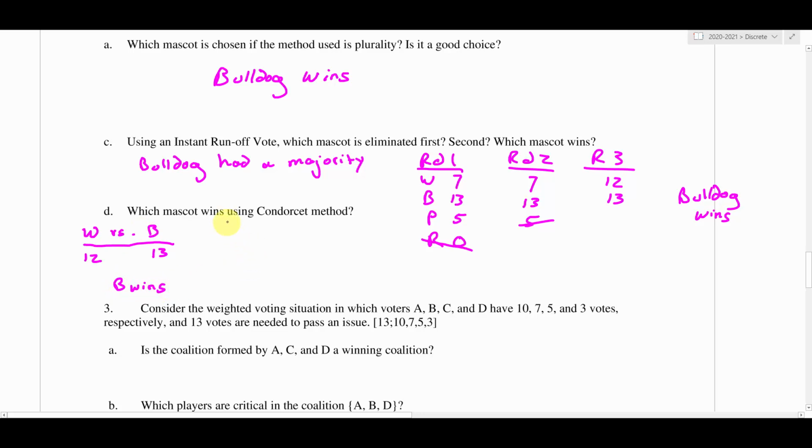Right, and then if I did Bulldog versus the Pirates, it's going to be the exact same situation. Bulldog had 13 first place votes, which is a majority. So even if P won all of the other ones, which they do, and they got 12 of them, B wins. Right, and then the last one-on-one matchup would be Royals versus Bulldogs here. And again, Bulldogs would have 13, and the Royals would get the rest, and the Bulldogs win. So that means the Bulldogs beat everyone else one-on-one automatically because they had that majority vote. So Bulldog would win Condorcet.